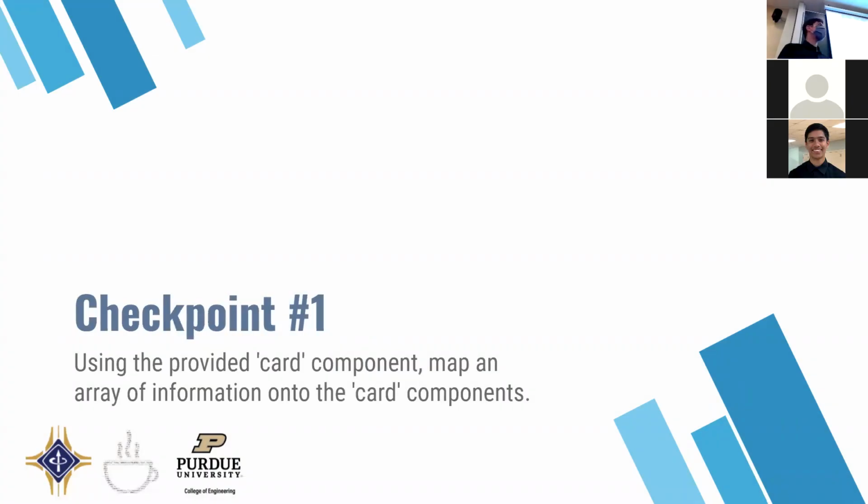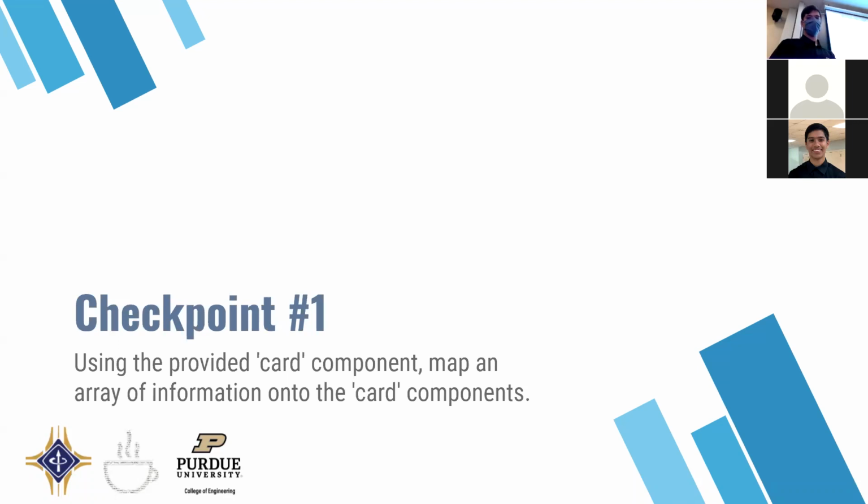Okay, so with that, we're going to use the tools we talked about today. We're going to go to checkpoint number 1. Checkpoint number 1 will be in the GitHub, there's a card component. I'll show it to you in a second. Use the card component and map an array of information. Again, what you want to map is completely up to you onto the card component.